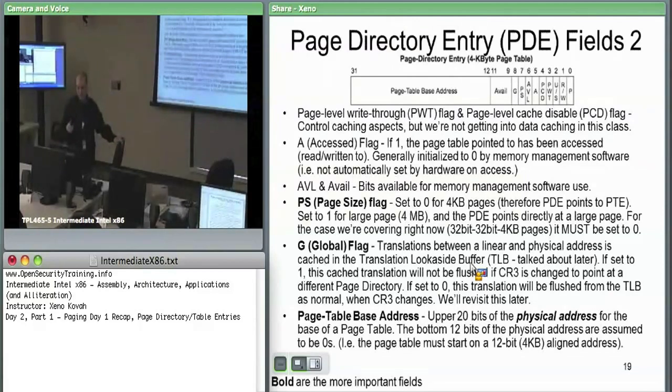When the global flag is not set, whenever you change processes by writing to the CR3, then these translations will get invalidated. When the global flag is set, these will not get invalidated. So, Bill, can we go over to the board again?